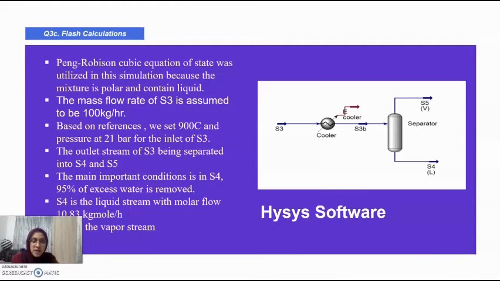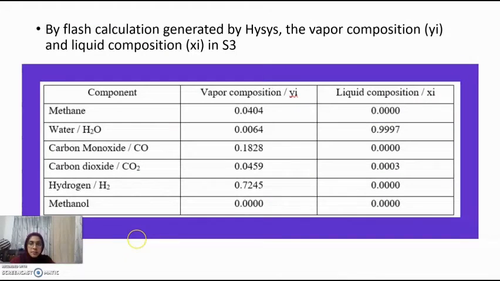The main condition of S4 is that 90% of water is removed. S4 is the liquid stream with a molar flow of 10.83 kgmol per hour. S5 is the vapor stream. By the flash calculation generated by HYSYS, the vapor composition and liquid composition in S3 are shown in the table below.